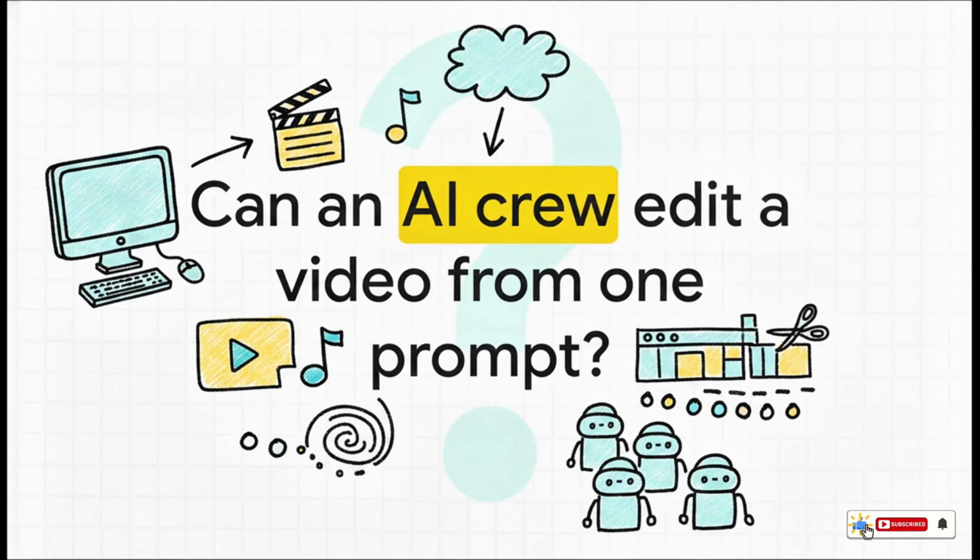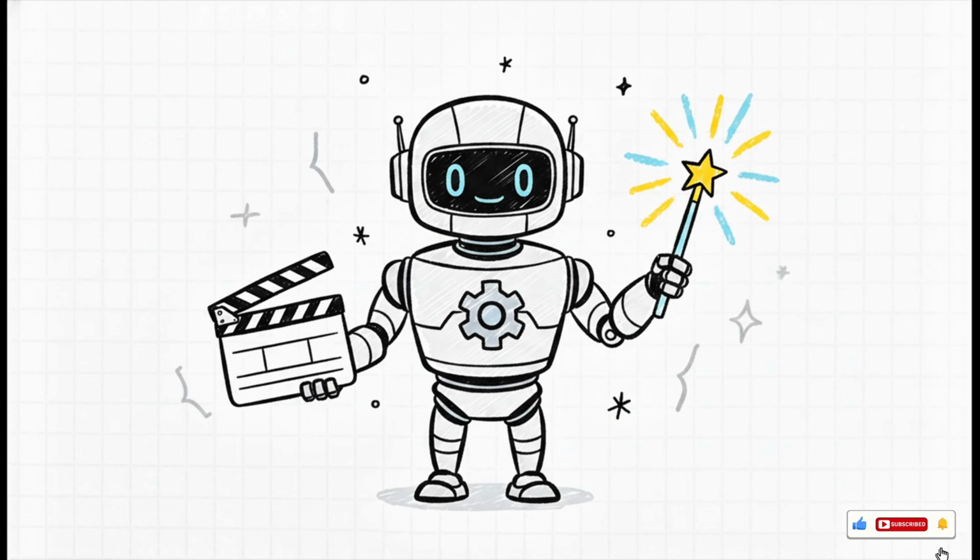Picture this. You type a single sentence, hit enter, and an entire AI production crew goes to work. We're talking slicing footage, finding the exact rhythm in a music track, and editing a beat-synced video flawlessly. So the big question we're looking at today is, can an autonomous AI crew actually pull this off from scratch? Well, the answer is an absolute resounding yes.